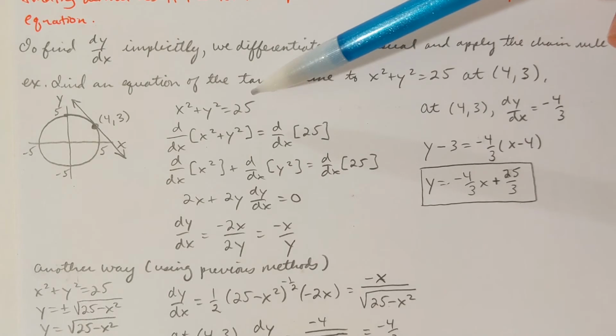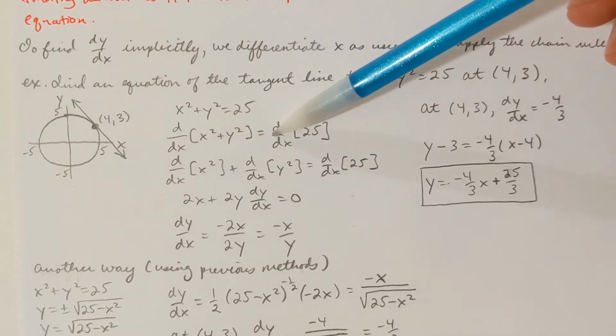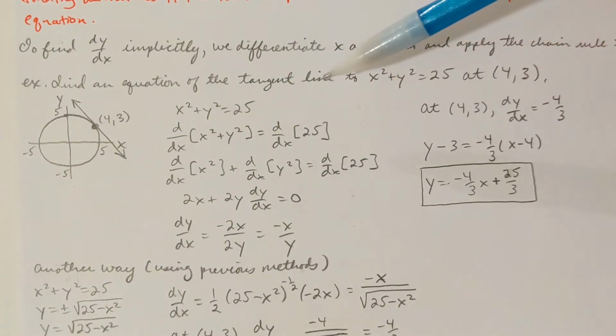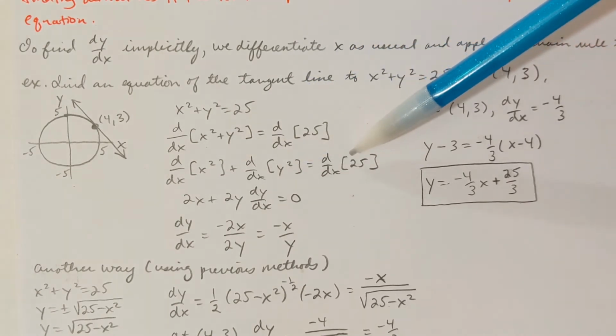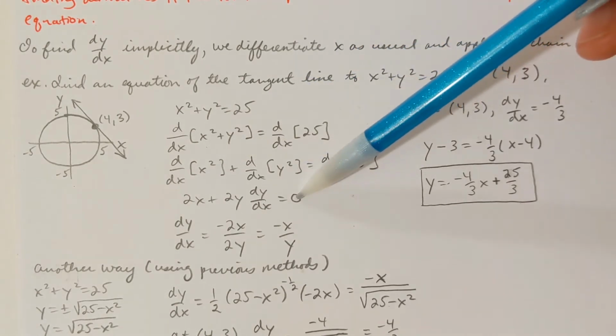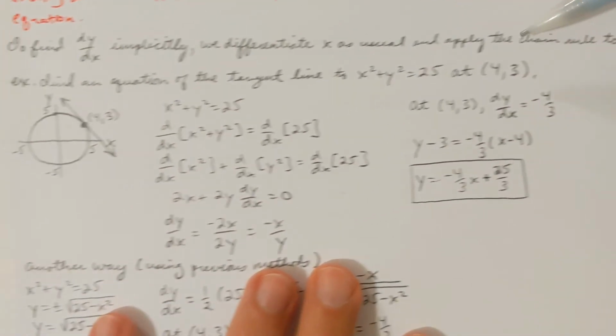Because this equation has not been solved for y, I'd want to use implicit differentiation. I'm going to begin by taking the derivative of both sides, and the derivative of a sum is the sum of the derivatives, right? The derivative of a constant is always 0, so I'm going to have 0 on the right. Now, I'm supposed to differentiate x as usual and then apply the chain rule to y.